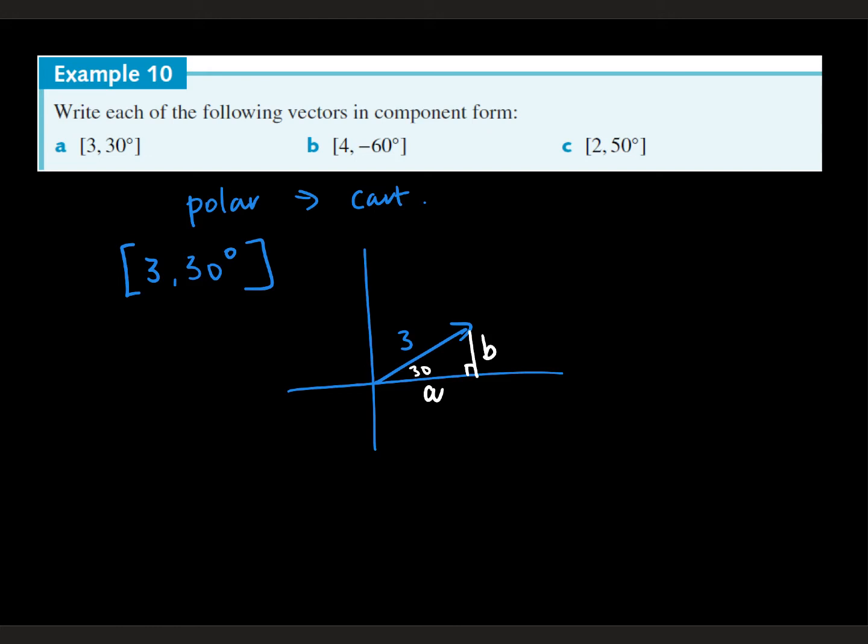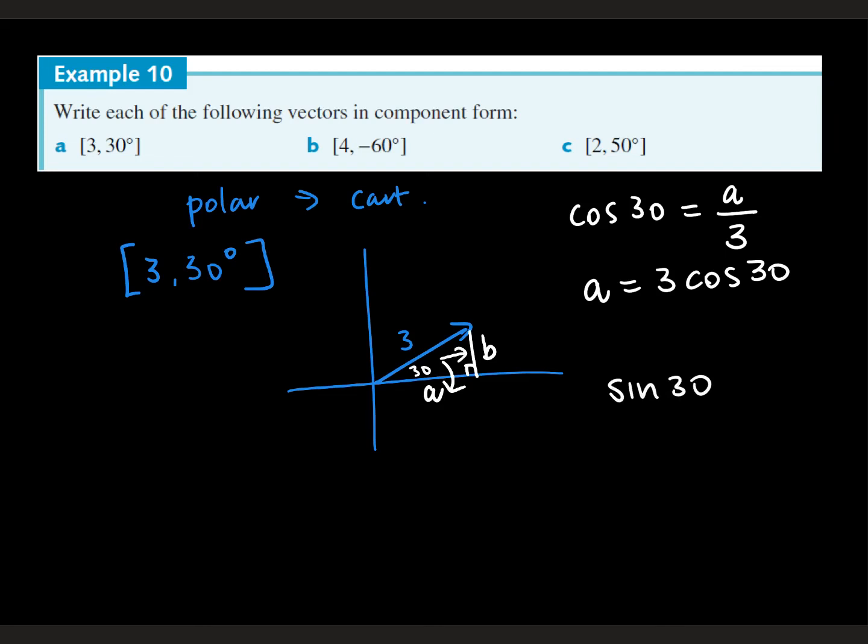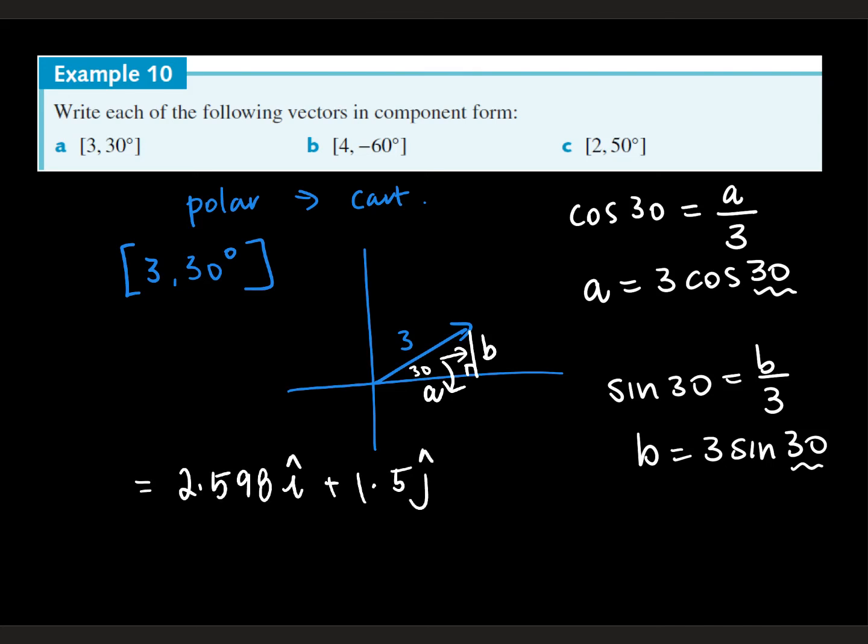So I can say that if I took the cosine of 30, that's going to equal adjacent a on hypotenuse, which is 3. So this a value here, or x value as we sometimes call it, is 3 cos 30. And similarly, if I take the sine of 30, that'll give me the opposite, b over hypotenuse, which is 3. So b is going to equal 3 sine 30. Now you might remember about the trig exact values for 30, but we don't need to worry about that now. We can just plug it into our calculator. And there is our vector in Cartesian form.